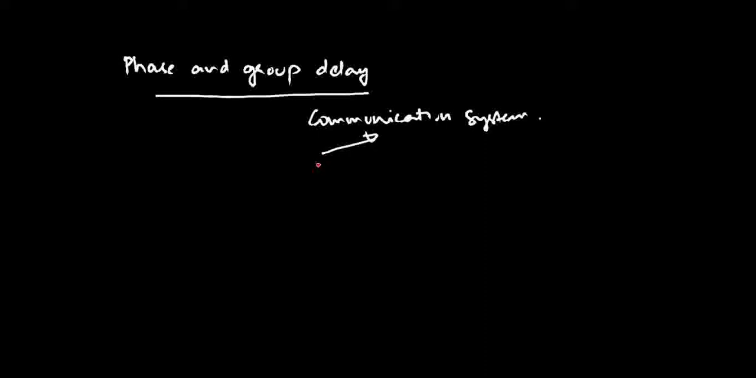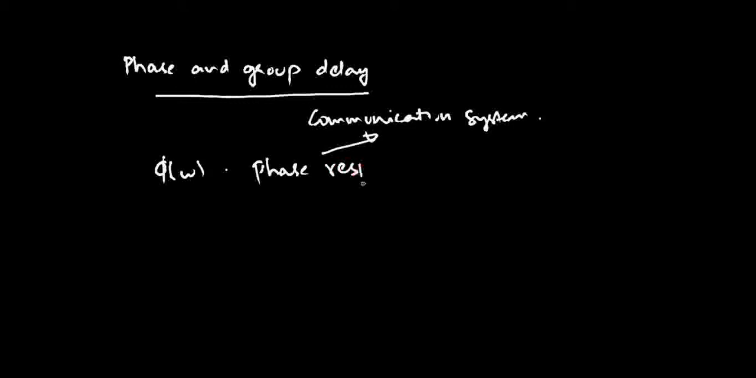So you can't expect the output to reach exactly at the same time when the input started. It takes some time for the input to reach the output stage. So that is called the delay. Usually this delay is determined by the phase response of the system. Suppose phi of omega denotes the phase response of the channel.